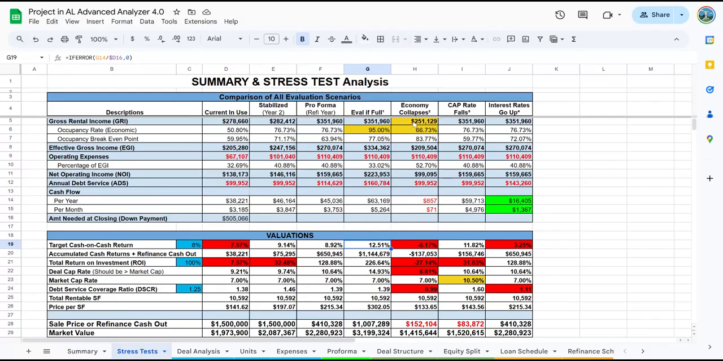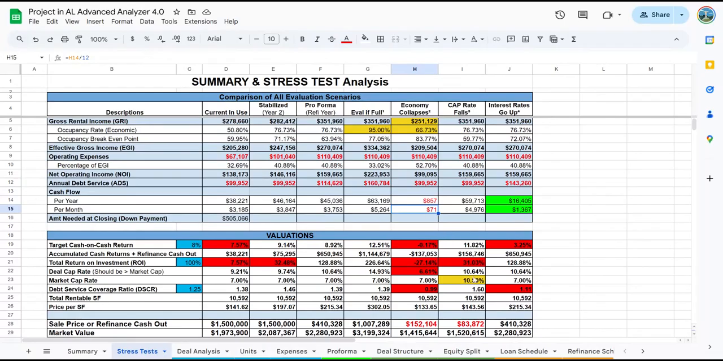Now, when the economy collapses, our gross rental income will come down and our occupancy rate will come down. So here you see we have a negative cash flow. And if we did refinance, we would have to pay at closing. So in this scenario, we will not refinance. So our debt service will stay the same, but we will still be losing money on a month-by-month basis.